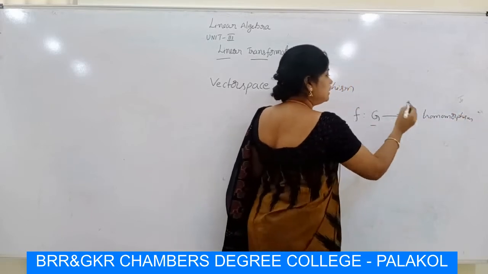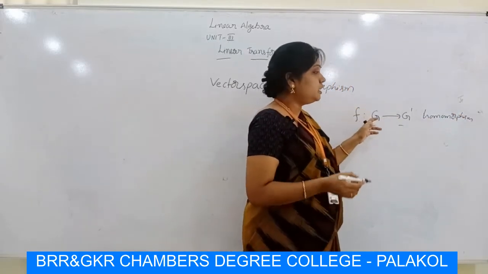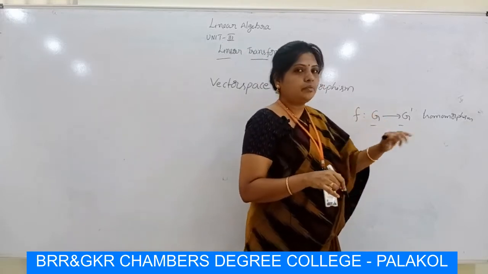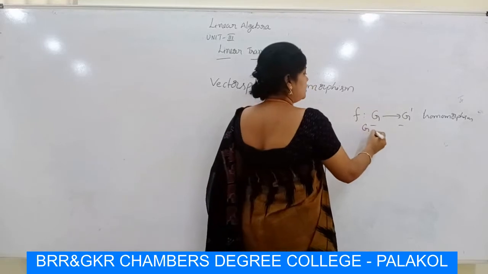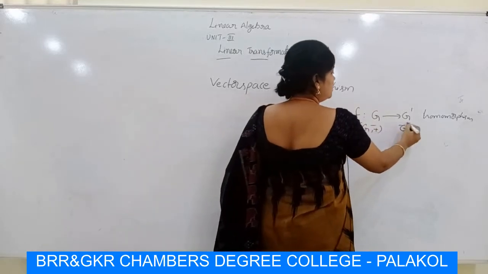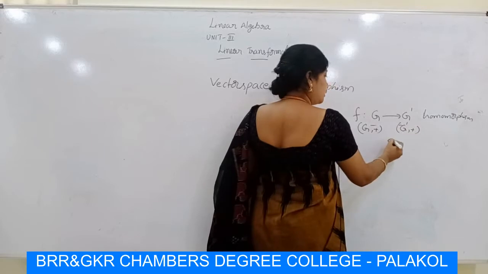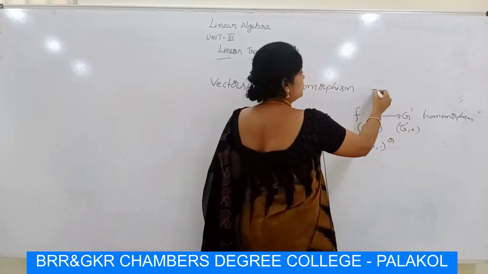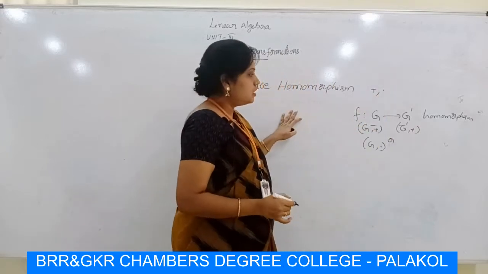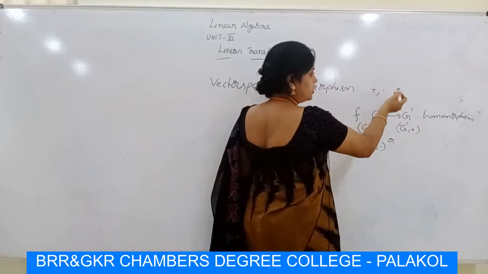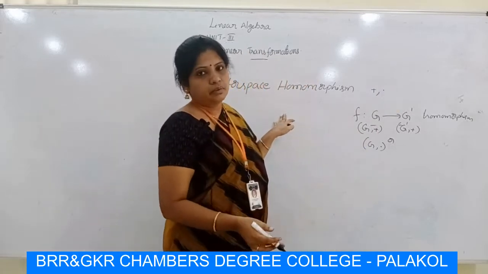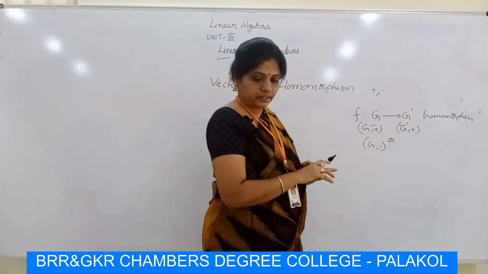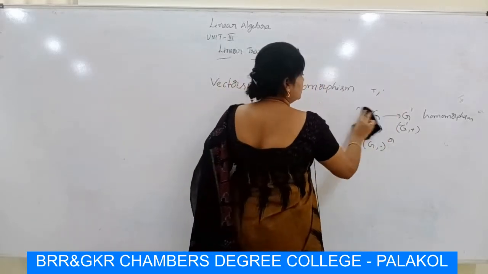So here we define only one binary operation. In group theory, only one binary operation. Here (G, +) and (G', +), or any one of the operations plus or dot. G is a group with respect to addition or with respect to multiplication. So the homomorphism condition is only a single condition.